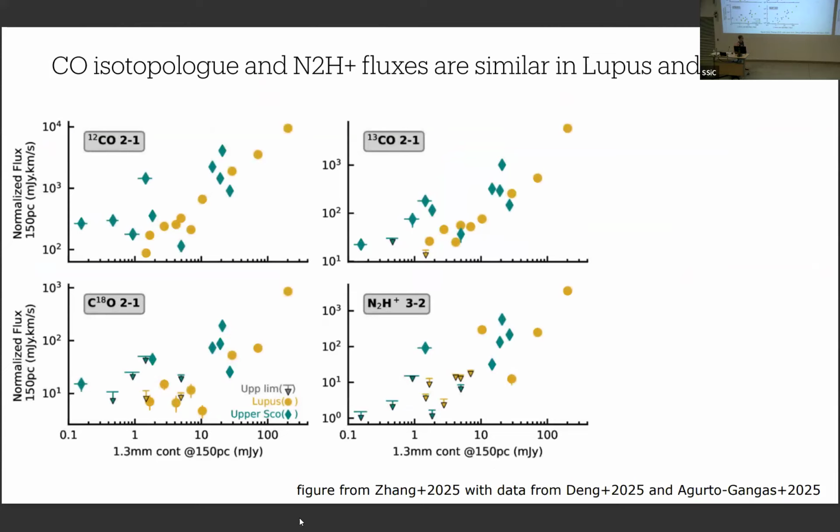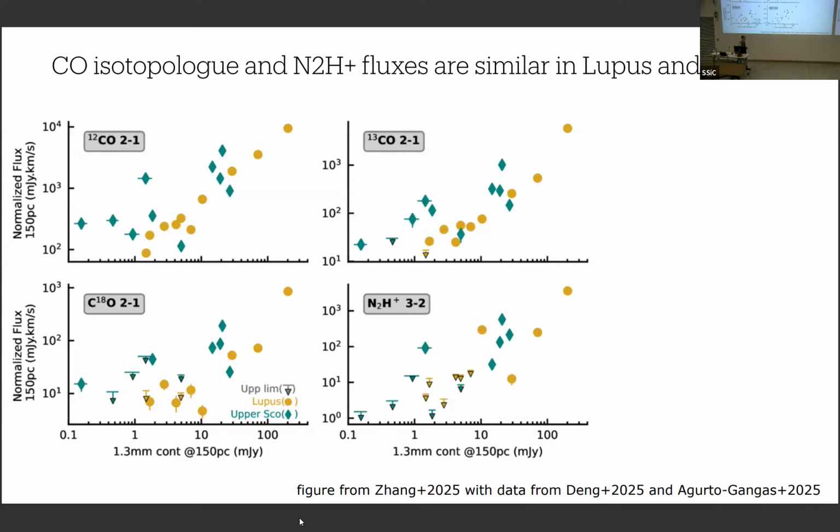So again, I can mention only a few results. Here I want to show a plot looking first of all at the data. What you see are normalized fluxes for the different CO isotopologues as a function of millimeter flux for the two star-forming regions, Lupus and Upper Sco. And the first thing you notice here are the similarities of the fluxes, right?